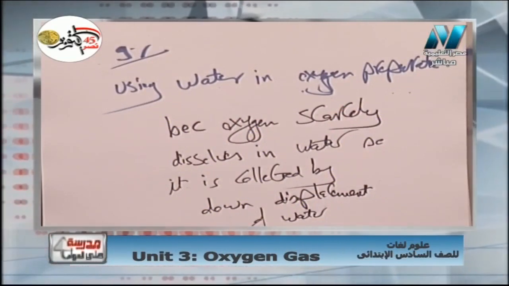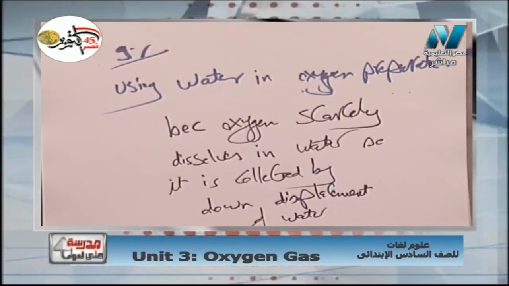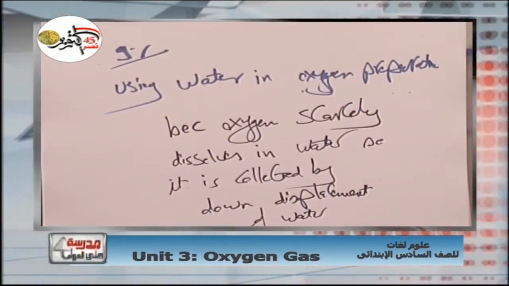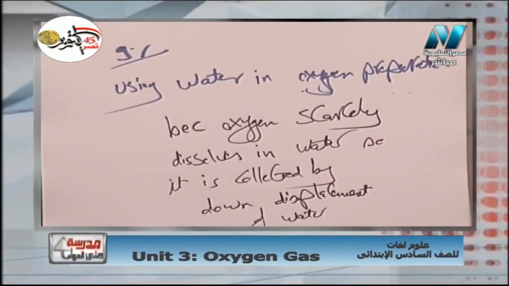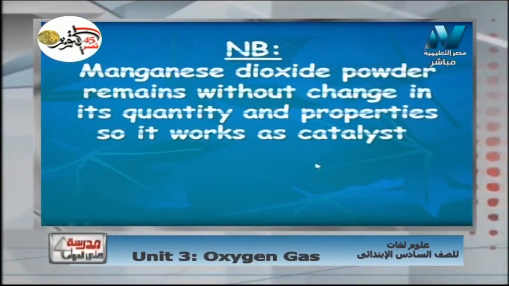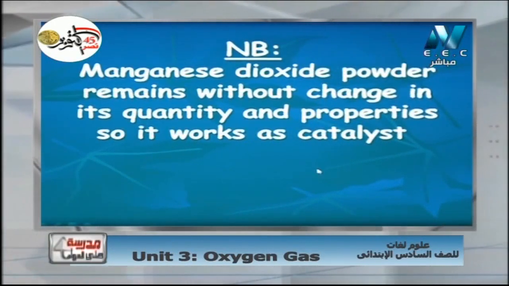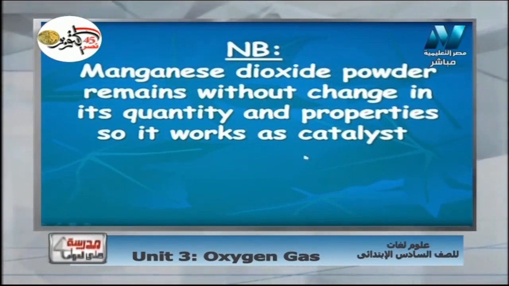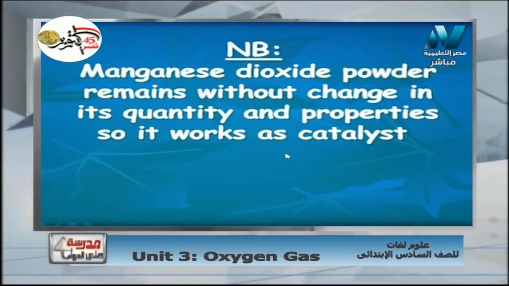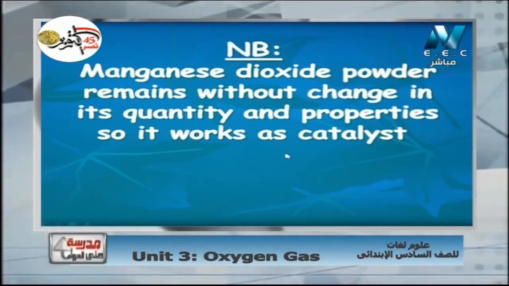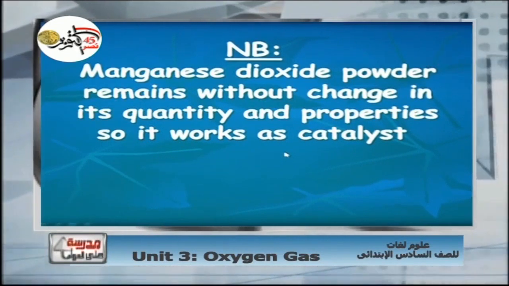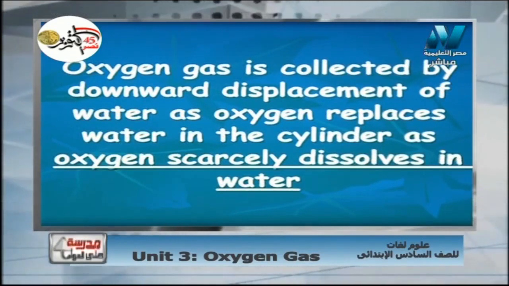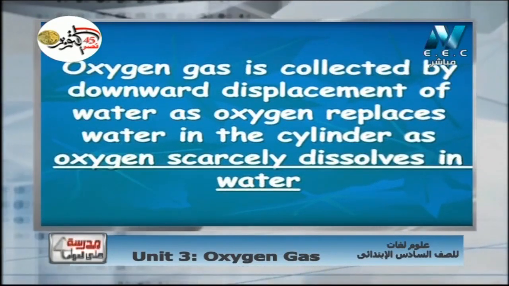So again the question says using water in oxygen gas preparation. I can say because oxygen is scarcely dissolved in water, so I can collect oxygen gas by down displacement. الكلمة دي مهمة قوي ناخد بالنا منها كويس جدا. Okay? So now at the last I can say what are the uses of oxygen gas, but before that manganese dioxide powder remained without change. Why? Because it's a catalyst. So it increases the speed of the reaction without change. هو بيزود التفاعل لكن من غير ما يدخل في التفاعل ابدا او يغير التفاعل، لكن هو بس بيزود سرعه التفاعل. Oxygen gas is collected by down displacement of water. Why? Because oxygen is scarcely dissolved in water.